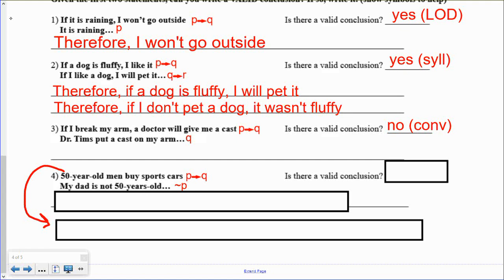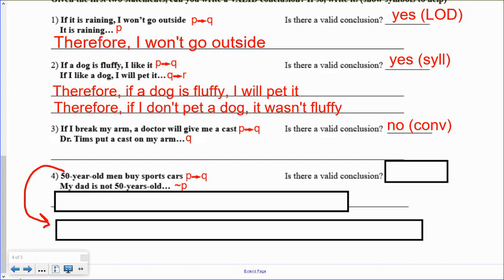All right, this next one is a little bit different. It says 50-year-old men buy sports cars. Yep. Is that a conditional statement? No, not the way that it's written right now. Then how did you turn it into? Exactly. We practiced this on day one. How do you turn something that's not a conditional into a conditional statement? Yeah, you have to change it yourself.